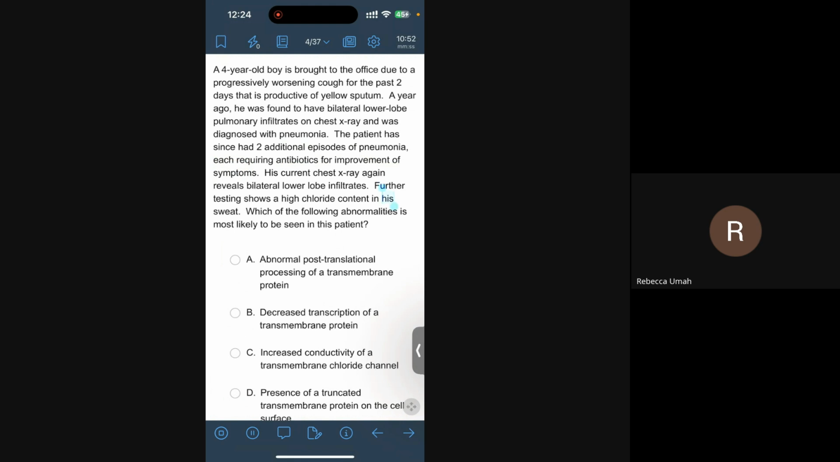Further testing shows a high chloride content in his sweat. Cystic fibrosis. Yes, very good. The diagnosis is cystic fibrosis.